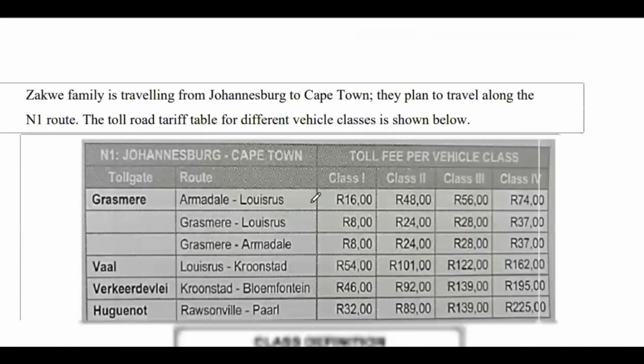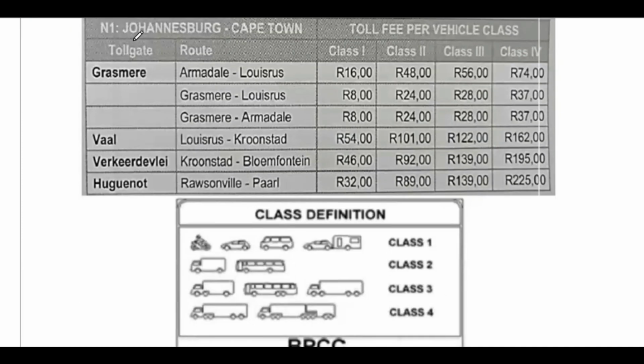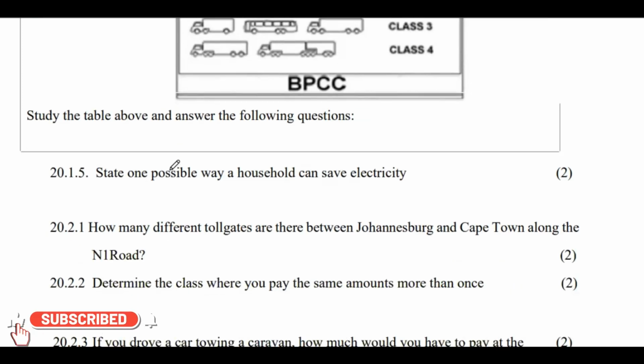All right, let's look at 20.2. The Sakwe family is traveling from Johannesburg to Cape Town. They plan to travel along the N1 route. The toll road tariff table for different vehicle classes is shown below. We have the toll gate at Grasmere, Val, then we have another one at that place and the other one at that place there. So study the table above and answer the questions that follow.